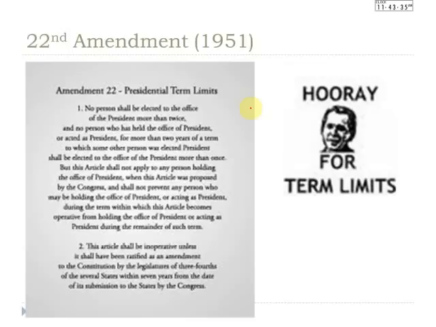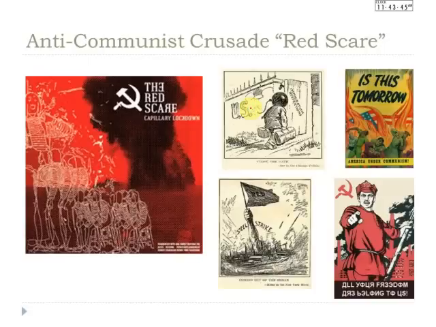Make sense, everyone? Cool. So those are all the policies of Truman thus far that don't have to do with communism. On Monday, when we come back, guys, we'll talk about the policies regarding communism.